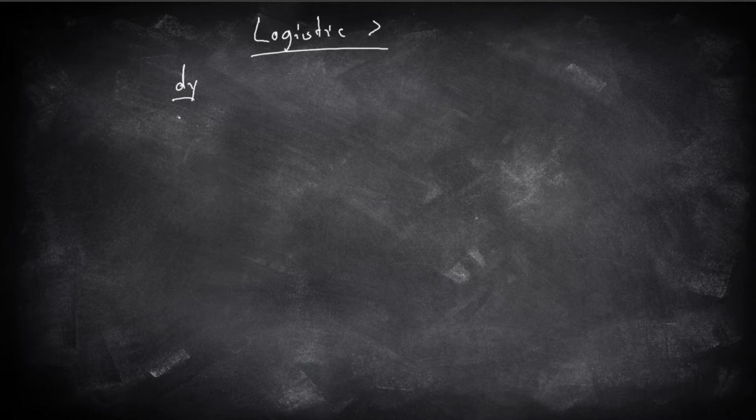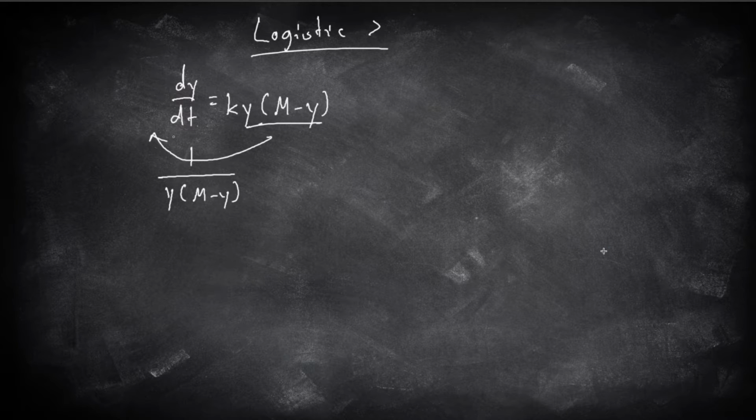Instead, dy over dt is now equal to k times y times (m minus y). Okay, so we're doing the same thing. We put 1 over y(m minus y). So we move this to this side and dt to that side, and we have k left over, dt. Forgot our dy: equals k dt.